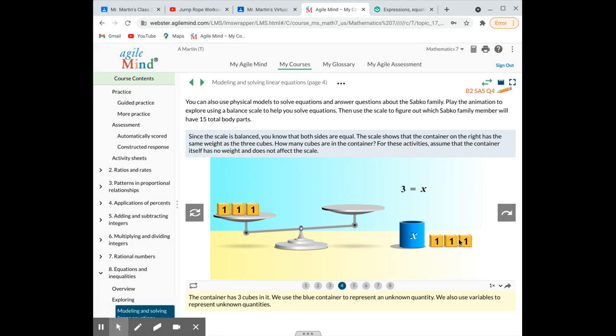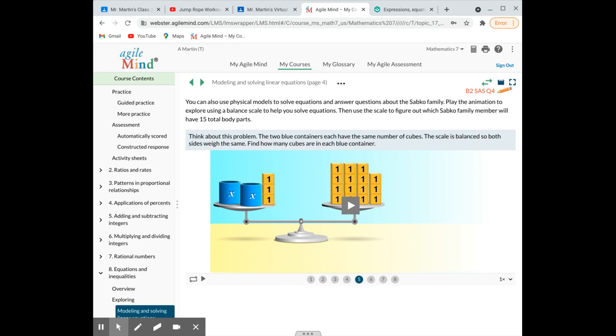So it says that we're using this container to represent an unknown quantity of cubes inside of it. But we know that we also use variables, which are letters that are used in math to represent an unknown value or unknown quantity. Okay.